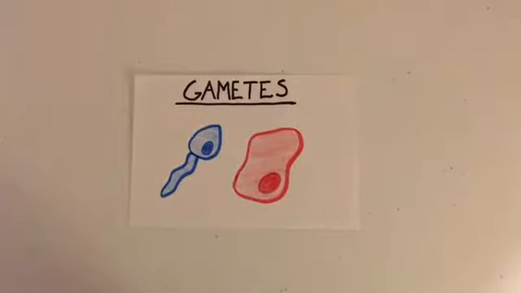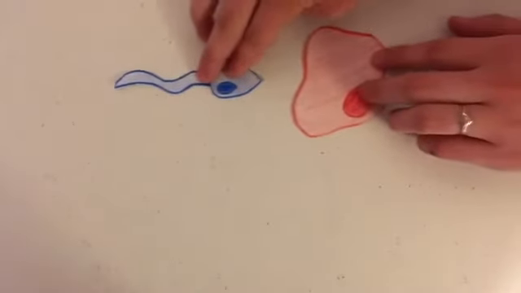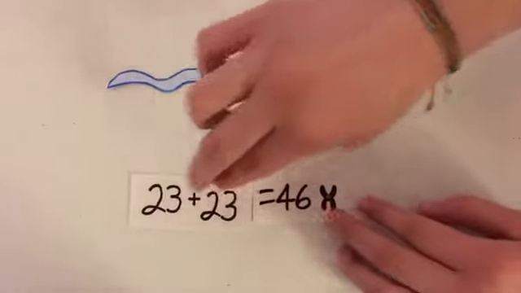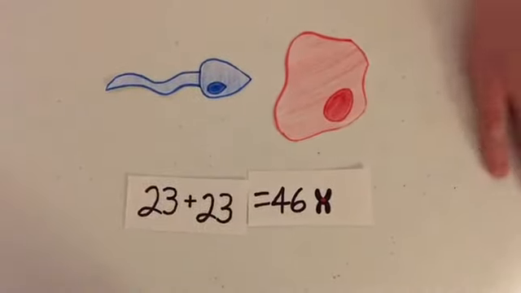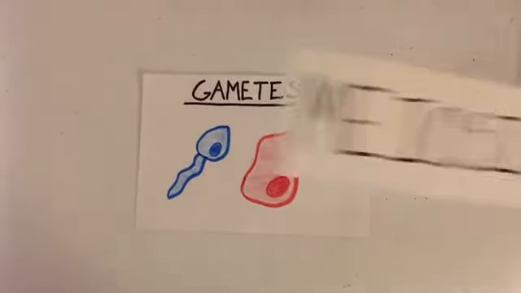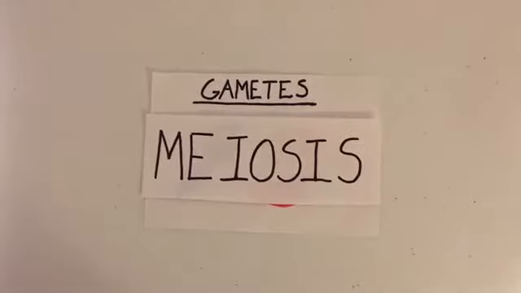This process makes gametes, otherwise known as sperm and egg cells. These cells are haploid cells, meaning that they only have 23 chromosomes, a single set. During reproduction, a sperm and egg cell come together, making a diploid cell, or a complete set of chromosomes. Now, how are these gametes even formed? This is where meiosis comes into play.